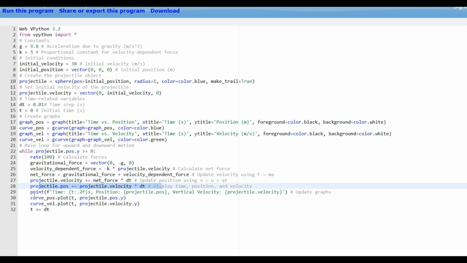4. The main loop simulates the projectile's motion until it reaches the ground, y-coordinate is less than 0. 5. Forces, including gravitational and velocity-dependent forces, are calculated. 6. Net force is determined, and velocity and position are updated based on the laws of motion. 7. Time, position, and velocity information are displayed and updated on the graphs.